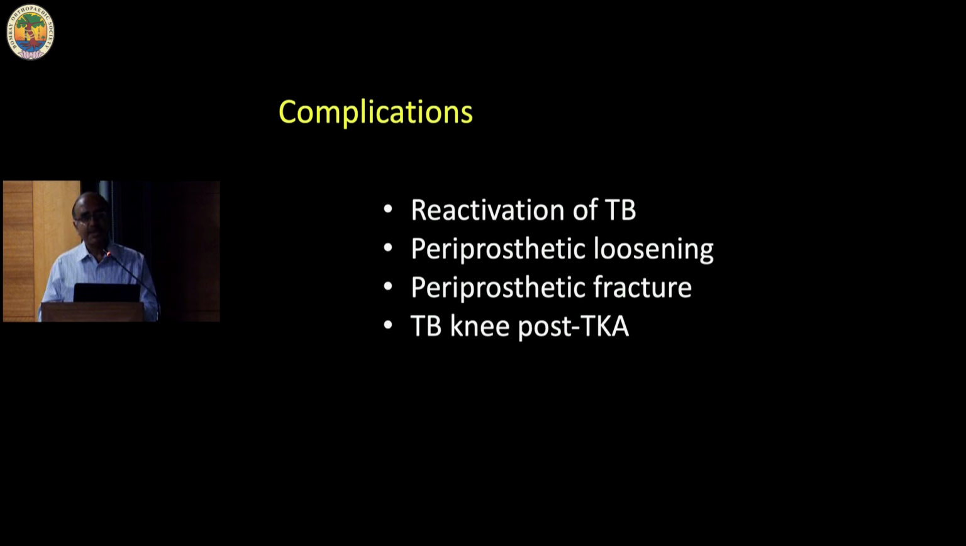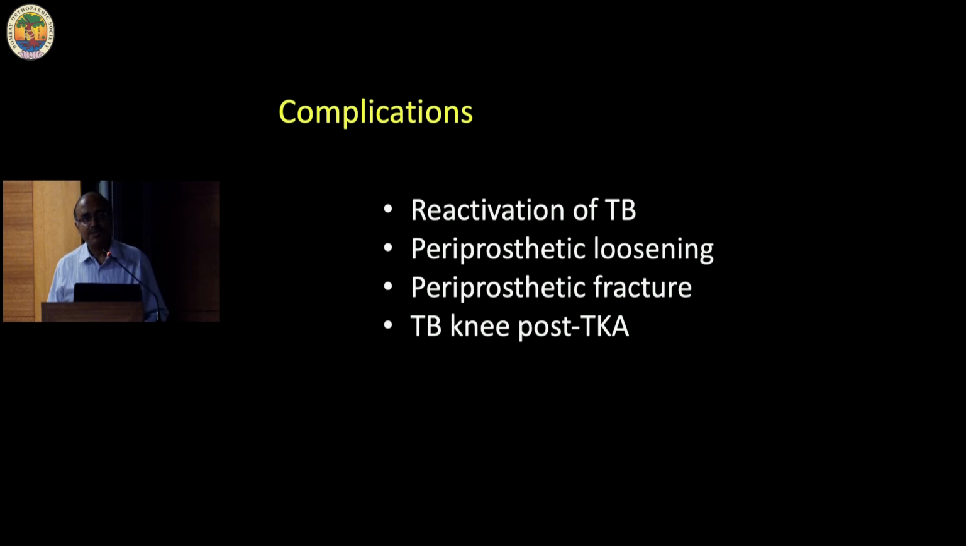The complications are usually reactivation of tuberculosis if you do not treat them adequately, or if there is a resistant tuberculosis. So in spite of giving anti-tubercular treatment, if there is a reactivation, then it requires a look for any resistant tuberculosis, or there is a possibility of periprosthetic loosening. And periprosthetic fracture is common because the bones are of poor quality. That is why we prefer to give antitubercular treatment for about 3 months, so that bone quality improves and it prevents a periprosthetic fracture. And there is a possibility of tubercular infection after knee replacement surgery also.